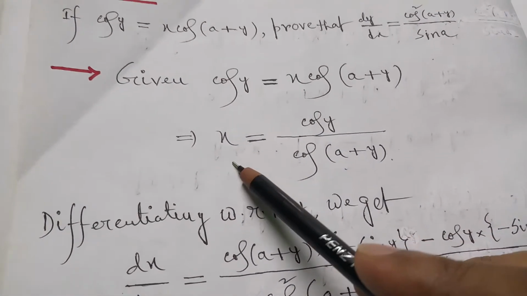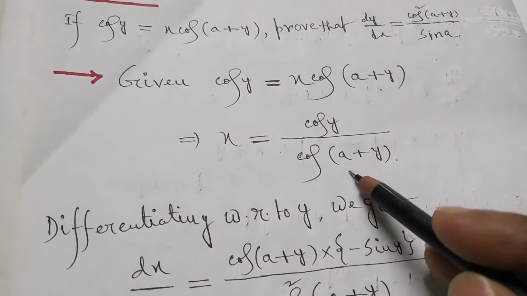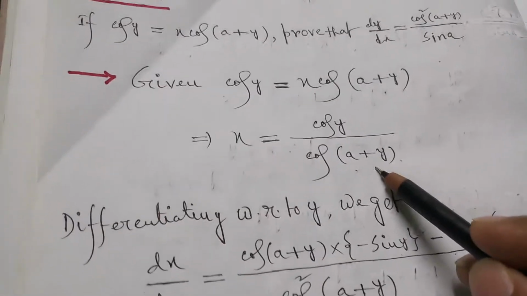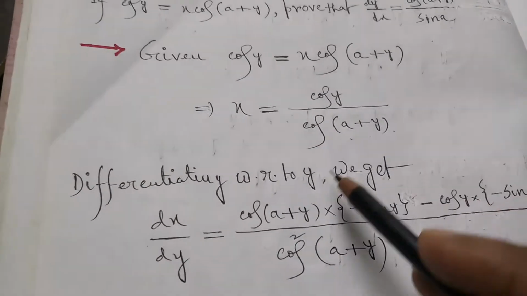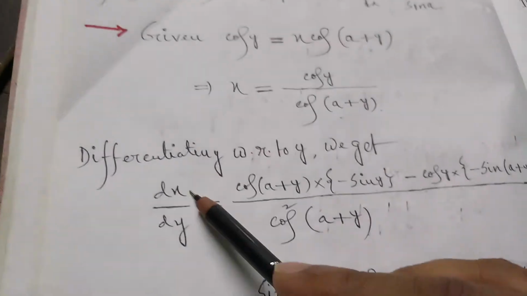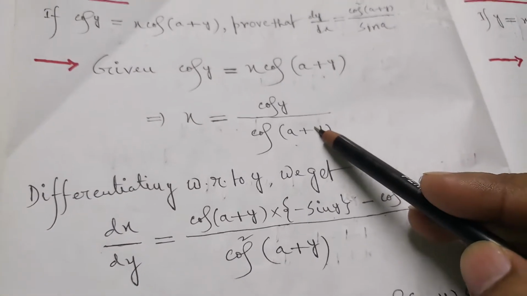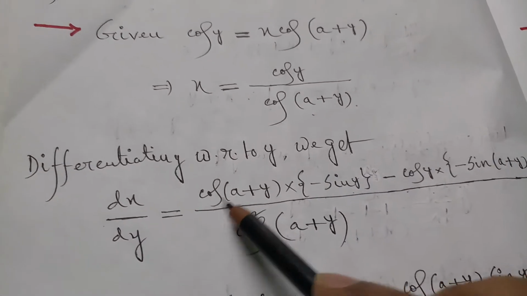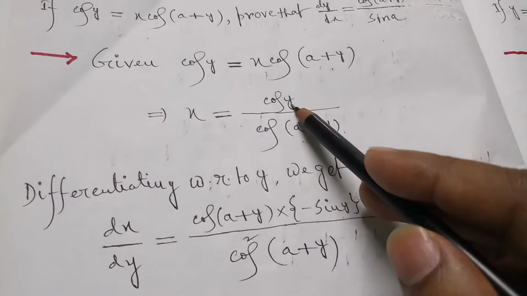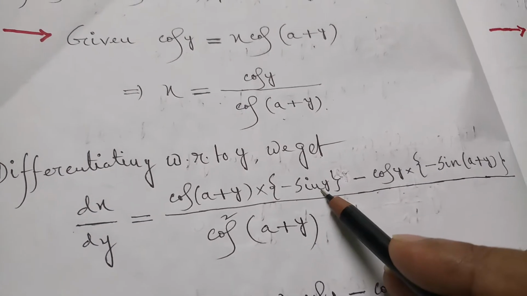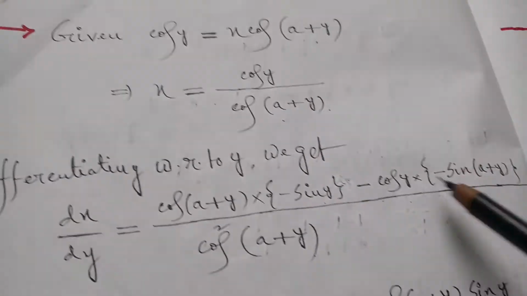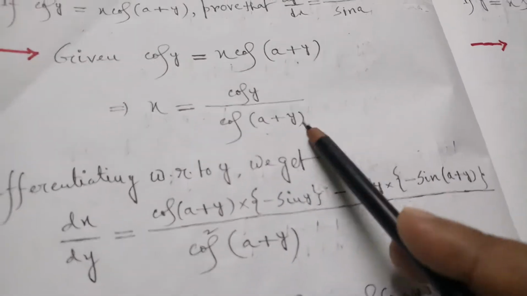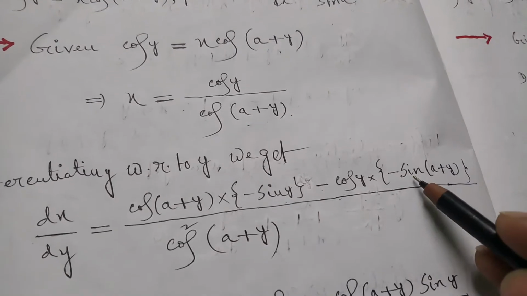Now x equals cos y by cos(a + y). So here x is the dependent variable and y is the independent variable. So now we have to differentiate with respect to y. We get dx/dy equal to, by the u by v rule, v squared, that means cos²(a + y). Now cos(a + y) is constant, and the derivative of cos y with respect to y is minus sin y, minus cos y into the derivative of cos(a + y) with respect to y, that should be minus sin(a + y).